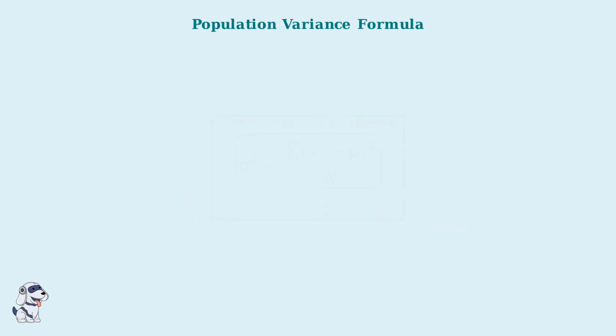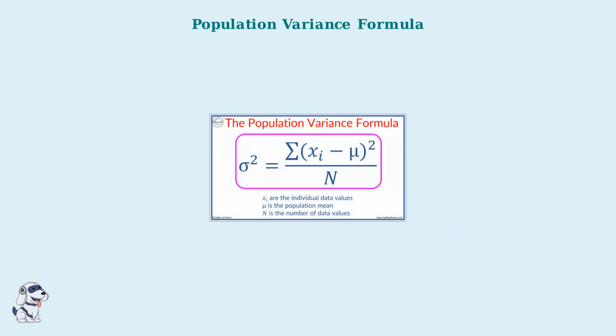The population variance, denoted by sigma squared, measures the average squared deviation from the mean. The formula shows that we take each data value, subtract the population mean, square the result, sum all these squared deviations, and divide by the total number of data values n.